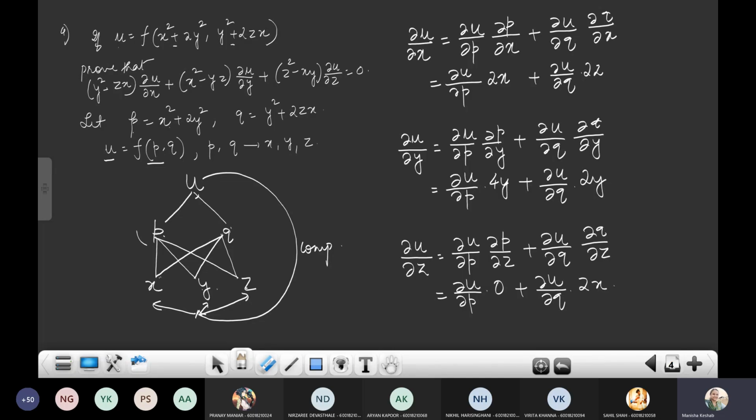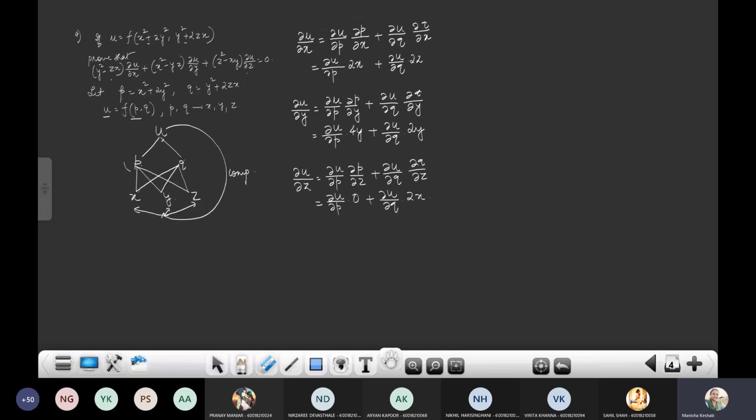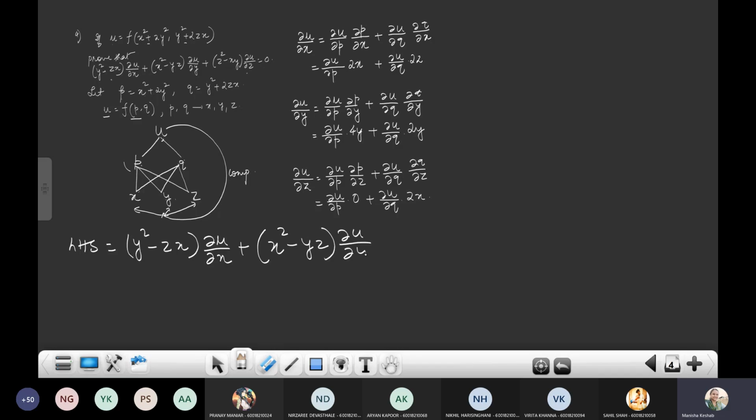2x. Now once we have found this, we will see what is given, these ∂u/∂x, ∂u/∂y, ∂u/∂z, where exactly these are. So you have to consider the left-hand side. Now simply multiply by the given coefficients and see whether we get it. So the left-hand side is (y² − zx) into ∂u/∂x, plus (x² − yz) into ∂u/∂y, plus (z² − xy) into ∂u/∂z.